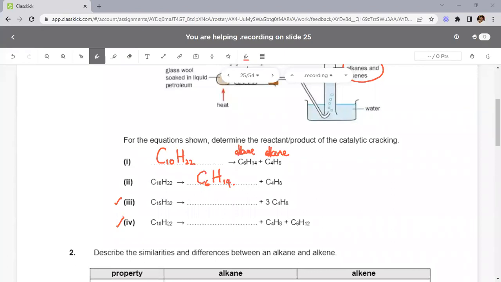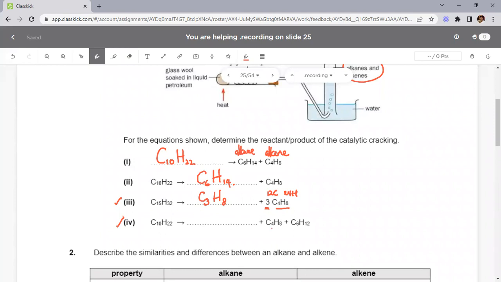So if you have done the calculations, take note of this 3 times C4H8. Therefore, I need to take note that I have C15 at the start. Down here is 3 times C4, so there are 12 carbons, and down here 24 hydrogens. So 15 minus 12, I get C3. H32 minus 24H, I get H8 over here. So this is C3H8 plus 3 times C4H8. So that's for part 3.